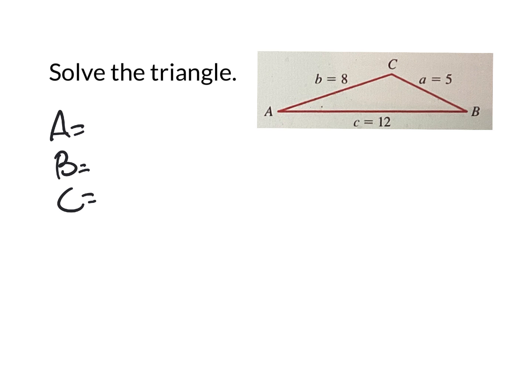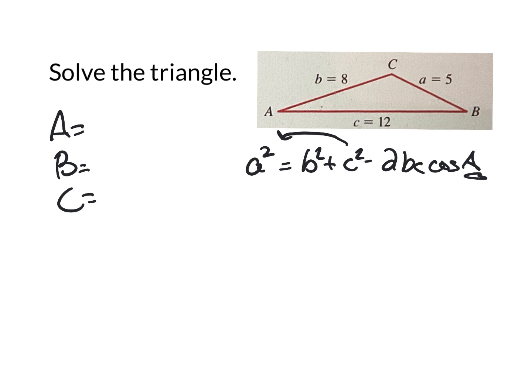Okay, I'm looking for angle A. So I'm going to do A first. I'm going to do a squared equals b squared plus c squared minus 2bc cosine A. That's the formula, but I need big A. So what I'm going to do is move everything over there except for that cosine A. Okay, so first thing I'd move is the b squared and the c squared. If I do that, I get that right there.